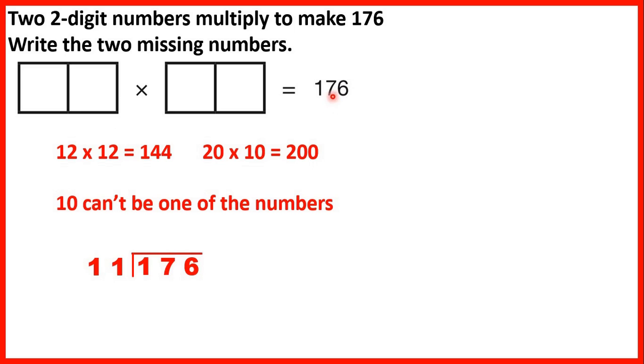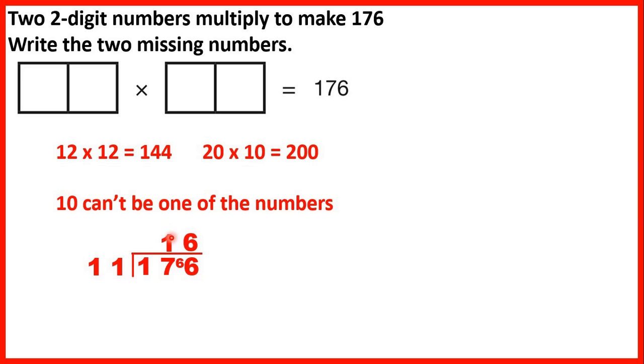So let's try dividing 176 by 11, because if 11 is one of our numbers, the answer will be the other one. So if we don't get a remainder, we'll have our answer. We can use short division, and 176 divided by 11 is 16.